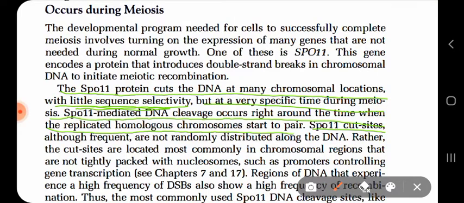SPO11 cut sites, although frequent, are not randomly distributed along the DNA. Rather, the cut sites are located most commonly in chromosomal regions that are not tightly packed with nucleosomes, such as promoters controlling gene transcription. So, SPO11 cuts at which sites? Sites where nucleosomes are not tightly packed with the DNA. At those sites SPO11 cleaves, like the promoter region.